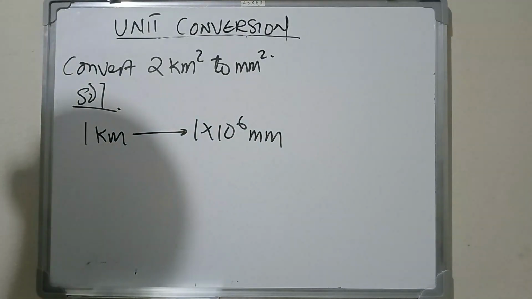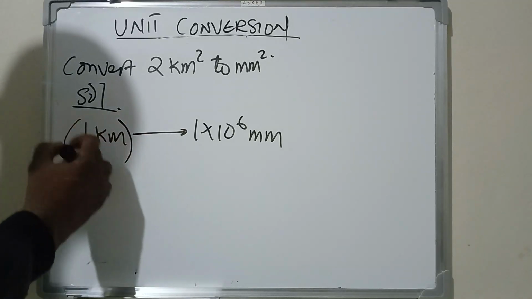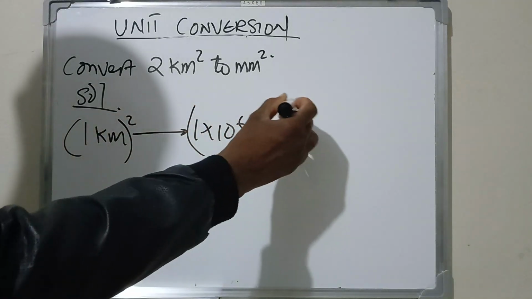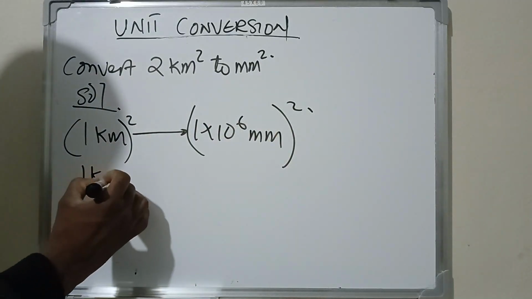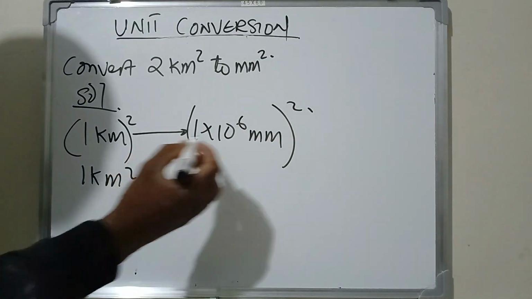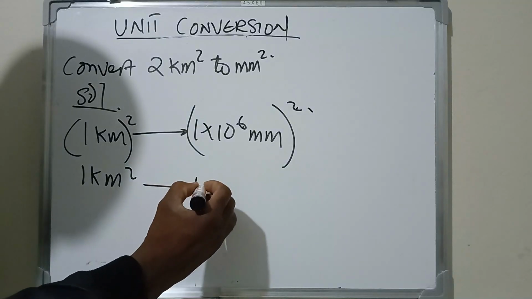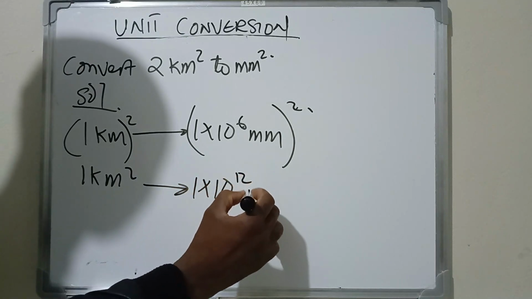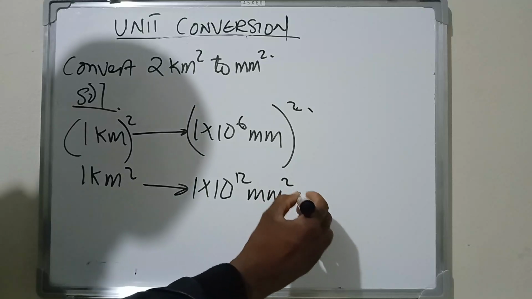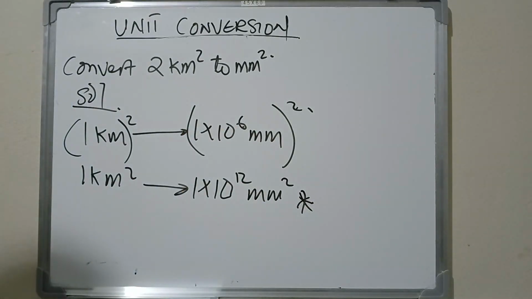Now remember, when we are looking at the derived quantities, we say the area is simply length times length. So area we only get it by squaring this. It means we have converted length into area. So 1 square kilometer is equal to, when I multiply this, 1 times 10 to the power 12 square millimeters. So this relationship, we should keep it safe. This is how we convert.